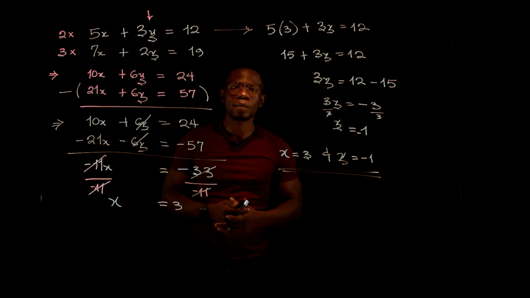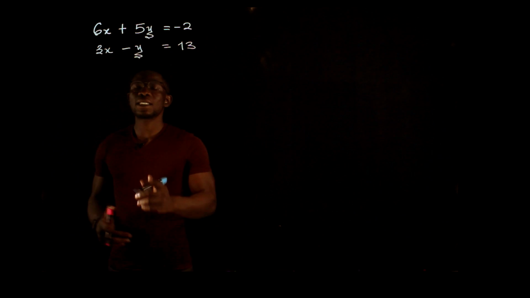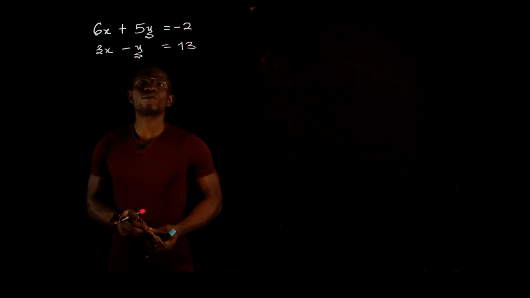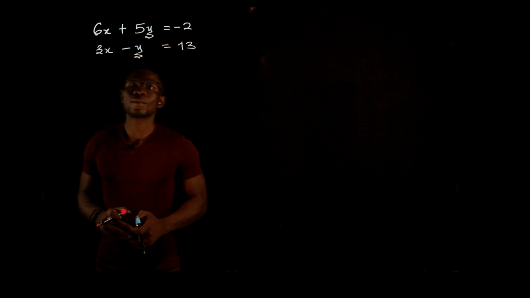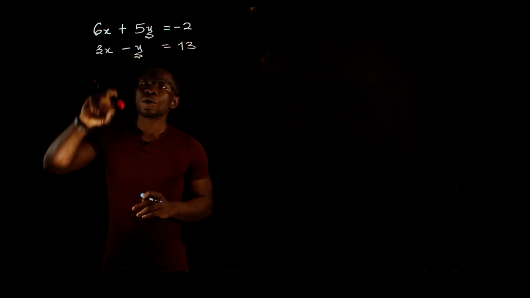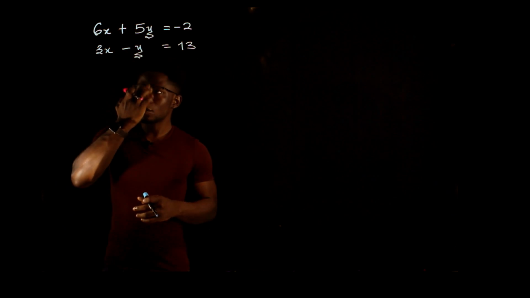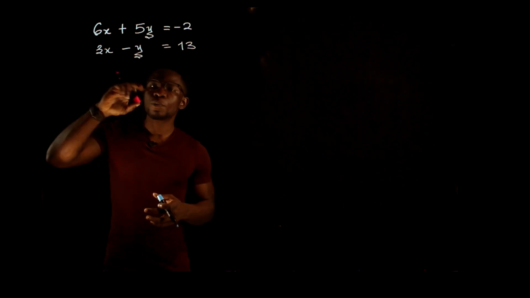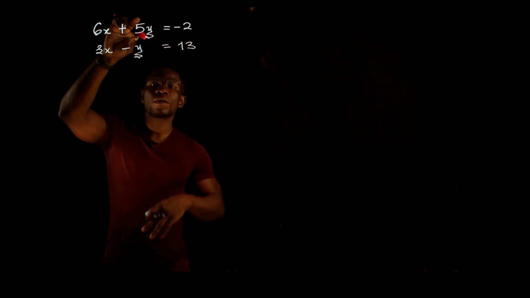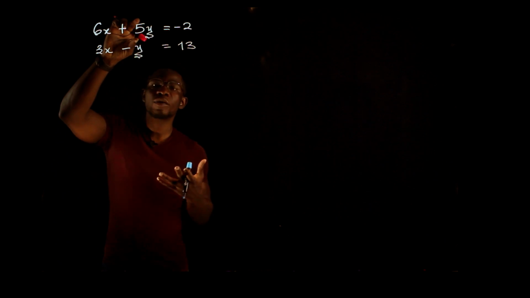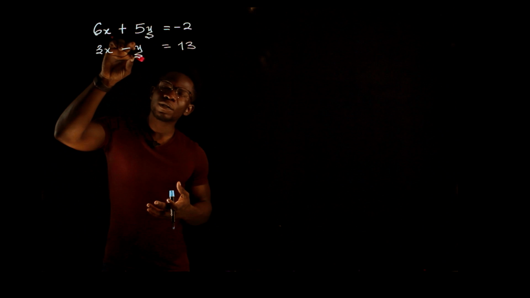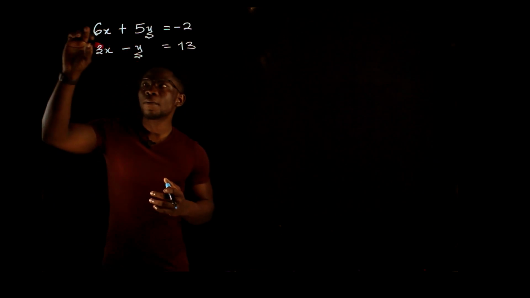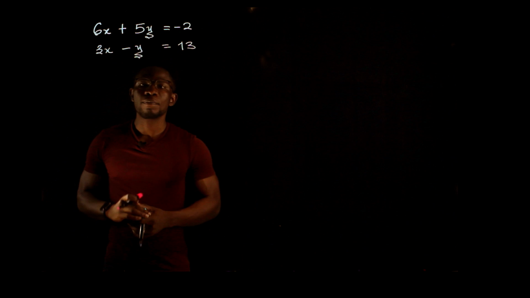So let's solve one more example using the elimination method to solve some simultaneous equations. For this example, we have that 6x plus 5y equals minus 2, and 3x minus 5y equals 13. So now, like we had said before, in order to make one of our variables equal, we'll multiply the coefficient of that variable in the first equation by the entire second equation, and we multiply the coefficient of the variable in the second equation by the entire first equation.